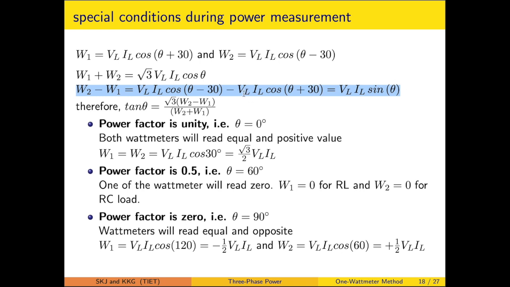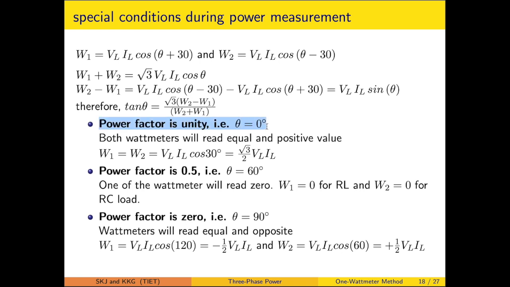You can make use of this sine relation and the cosine relation to yield the identity tan of theta is equal to root 3 into W2 minus W1 upon W2 plus W1. So basically, with the help of two measurements W1 and W2, you are able to calculate theta. Theta will be tan inverse of root 3 into W2 minus W1 upon W2 plus W1. So theta is calculated, the power factor can be calculated, and you can calculate the parameters of the load as if the situation demands. Now there are some specific cases which we have to keep in mind.